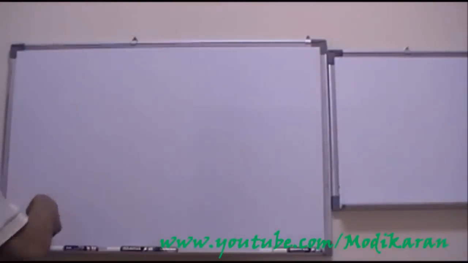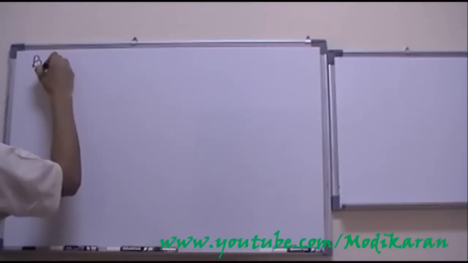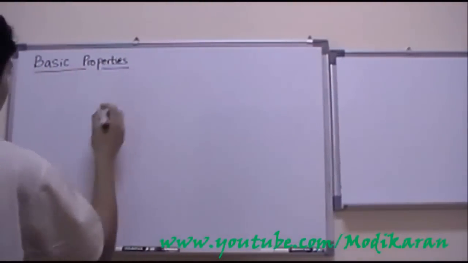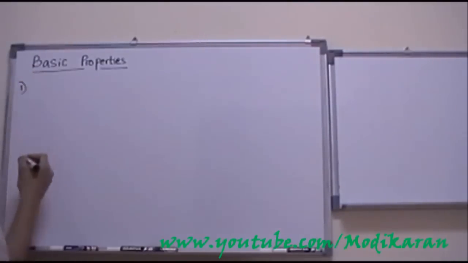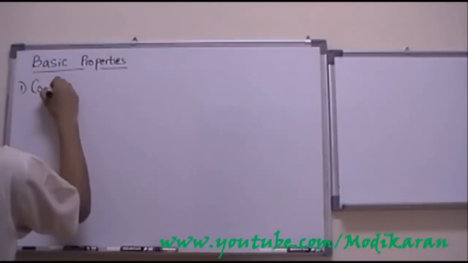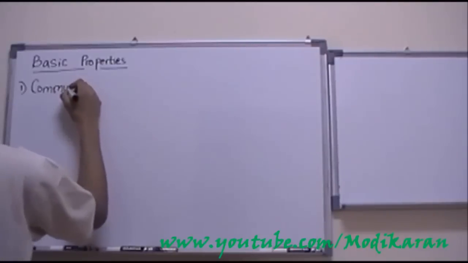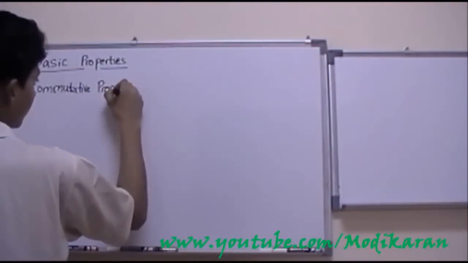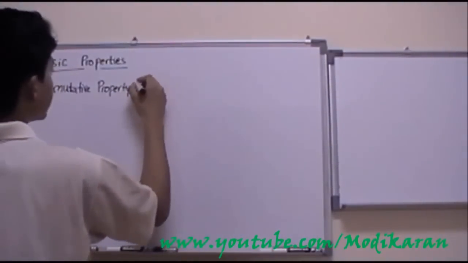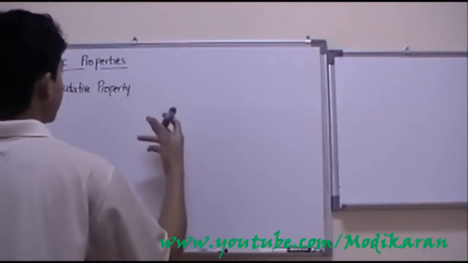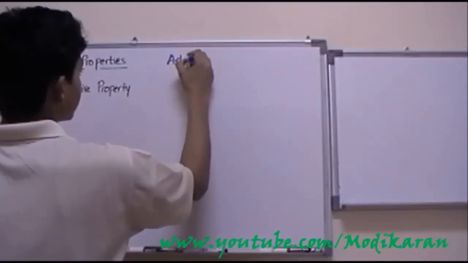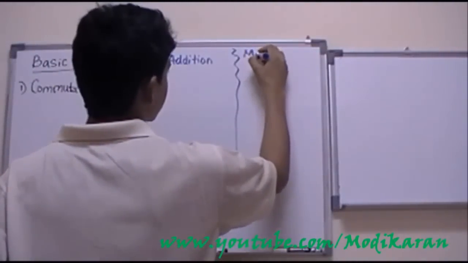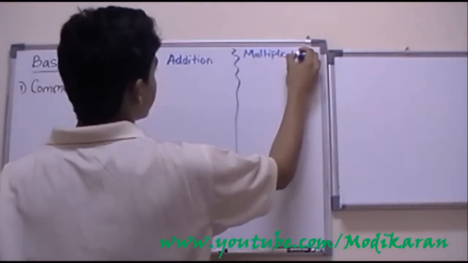So let me go ahead and talk about these properties. So what we'll talk about is basic properties. The first one that comes up on our list is basically commutative properties. Now this is divided into addition and multiplication. And here we'll see how.